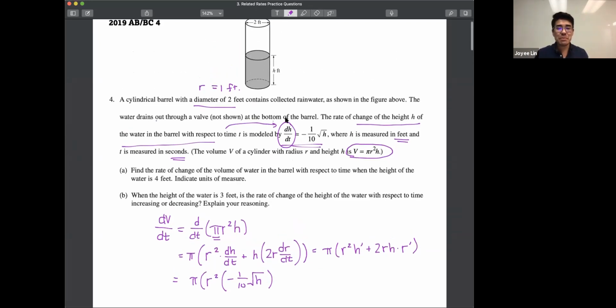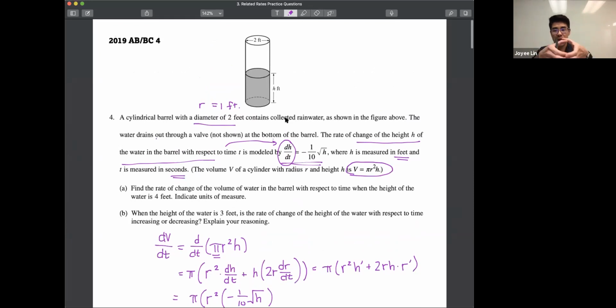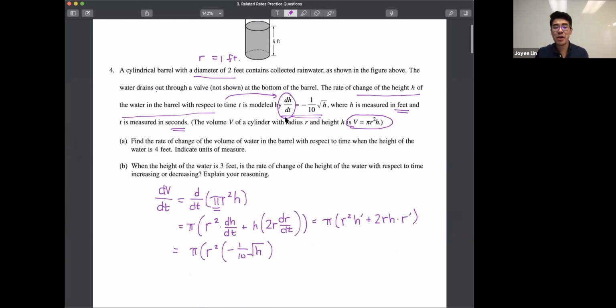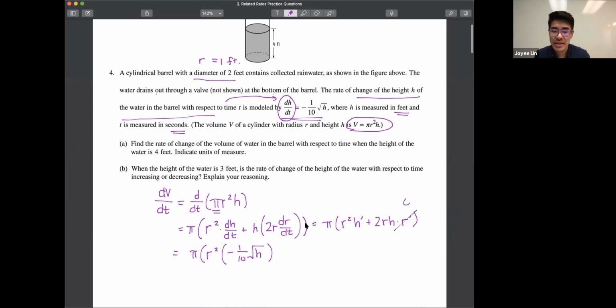And if we look at the picture right here, what's happening to the radius? The radius isn't increasing, the radius isn't decreasing, the radius is staying exactly the same. So in this problem, if you want to plug in for dr/dt or r prime, they're both equal to 0. So this entire right-hand part completely cancels out. So that's nice.